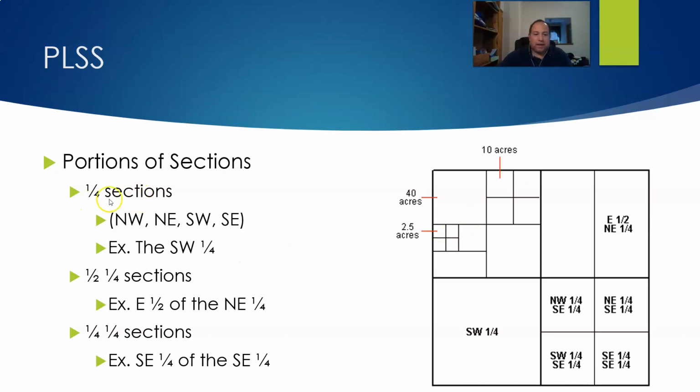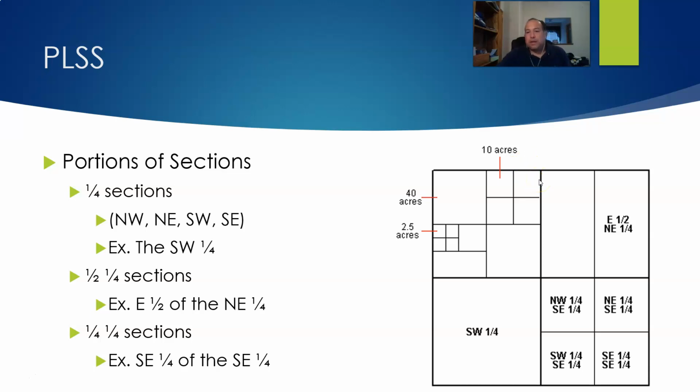So if I say something like a quarter section, I'm talking about the northwest, the northeast, the southwest, or the southeast. If I'm talking about a half section, here's an example with the eastern half. If I said a half of a section, I'd be talking about either the western half or the eastern half. But if I say a half of a quarter, that would be, let's say, the eastern half of the northeastern quarter.